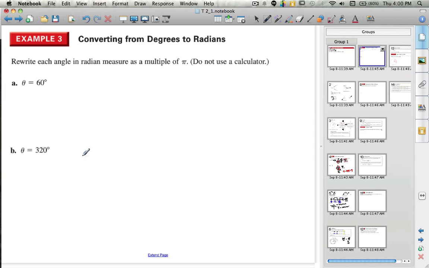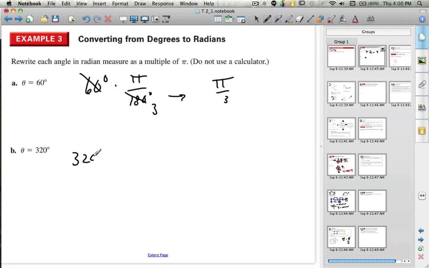So in this case, we want to try to convert from degrees to radians. Remember, I'm going to take my angle. I'm going to multiply by the converter, which is going to have pi in the numerator. I want to simplify before I multiply. 60 goes into 180 3 times, so this just becomes pi over 3.